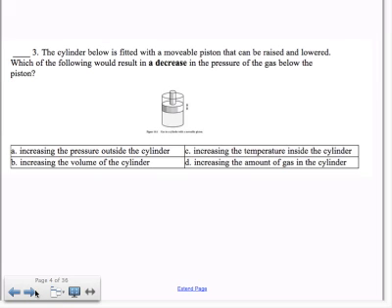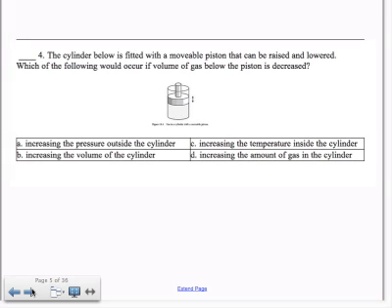Okay, so we're looking at gases and how they behave under different conditions. In order to decrease the pressure, you would want to increase the volume. Increasing the volume gives the gas particles more room to move, and therefore they're not colliding with the walls of the container as much, which results in a decrease in pressure.